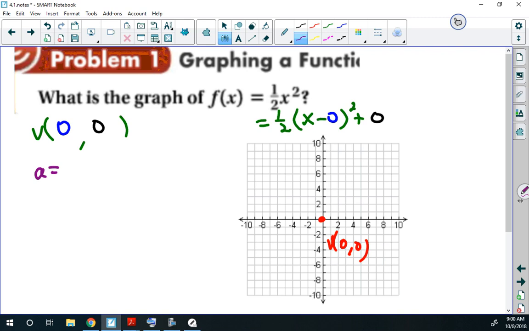What is it? 1/2. So that means from the vertex, go over 1. And it's always going to be over 1. So from the vertex, I'm going to go over 1. And how far up or down? I heard an up 2. It's not going to be up 2.